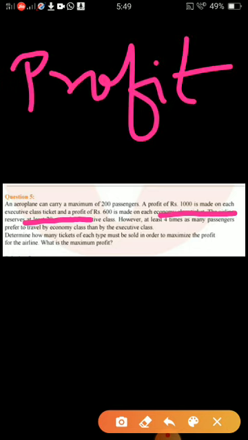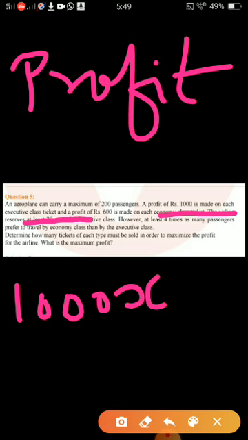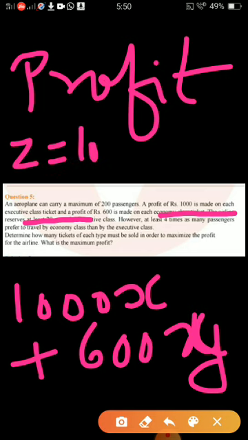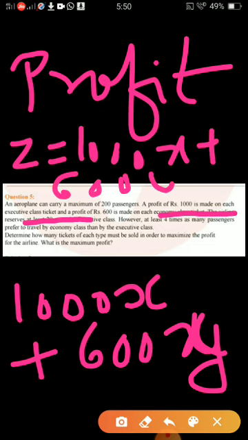So what is given? 1000 on executive class, for which I take x. So 1000x, plus profit for economy class I'll have 600y. So this will be my objective function. It will be z equal to 1000x plus 600y. So this will be my objective function.